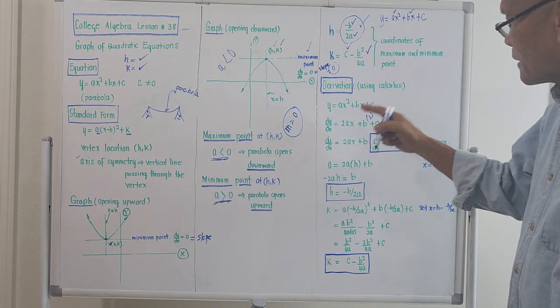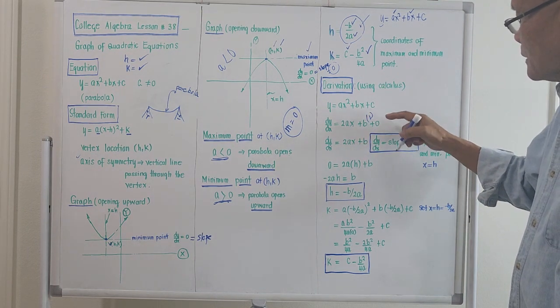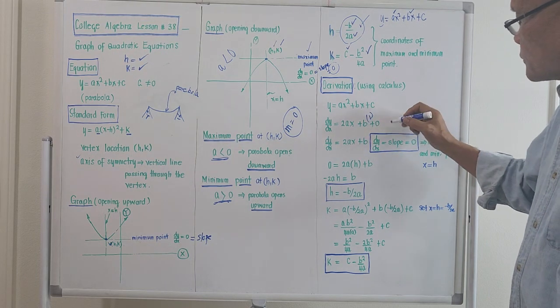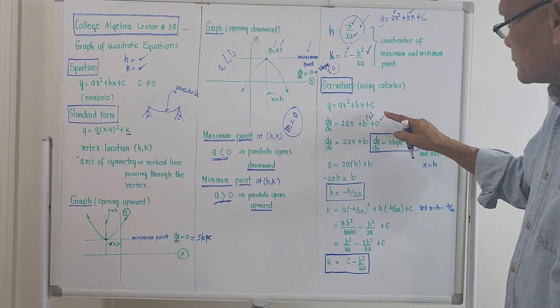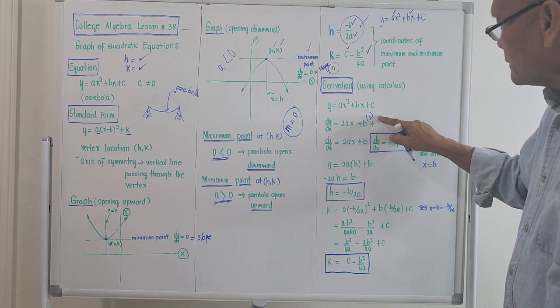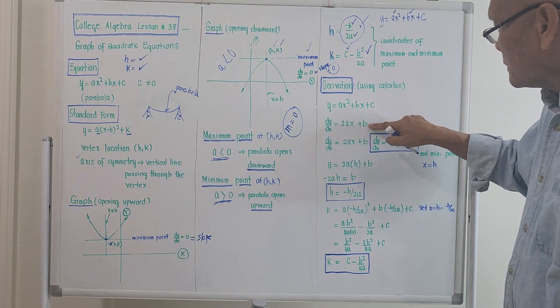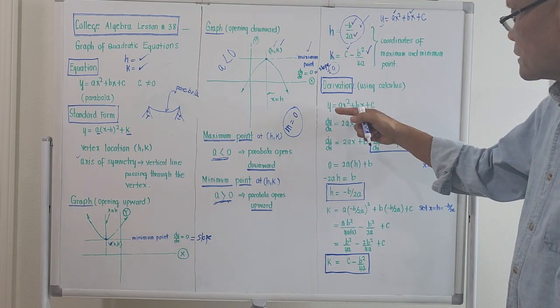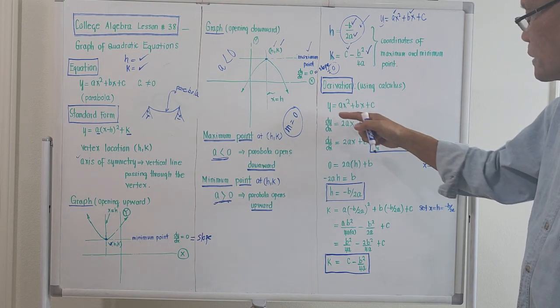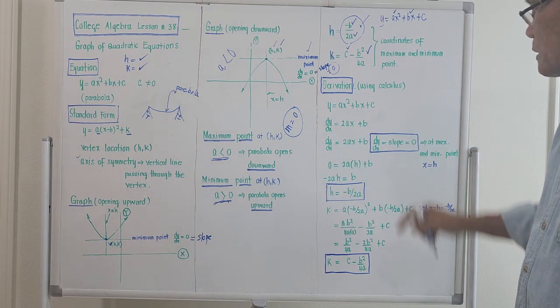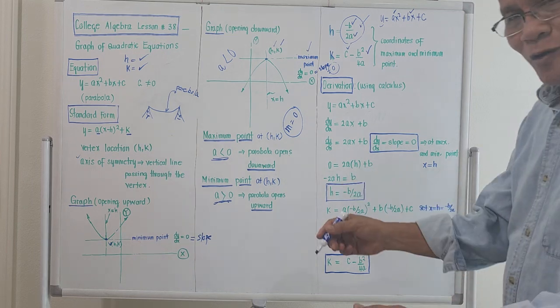Because we are taking the derivative with respect to x, the derivative of a constant is 0, so the 1 is gone. Meaning to say, if we take the derivative of left and right, dy/dx is actually 2ax plus b. Okay, that's differential calculus.